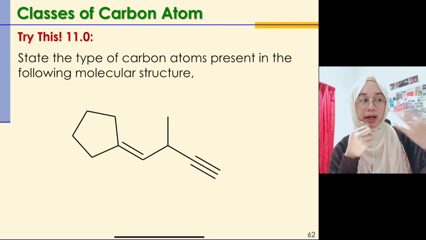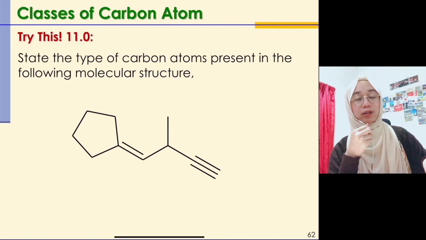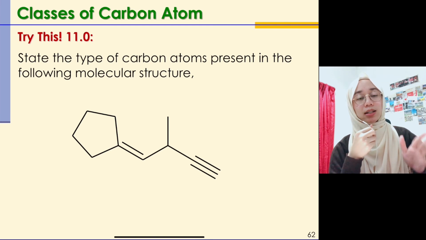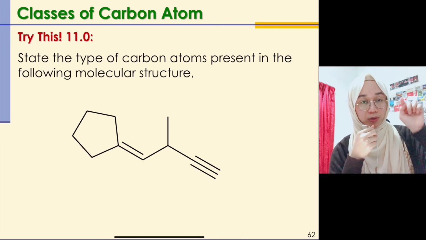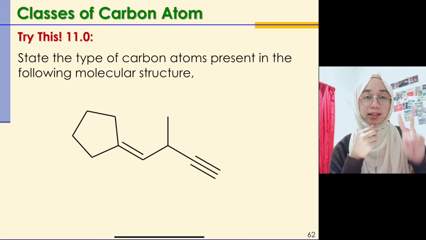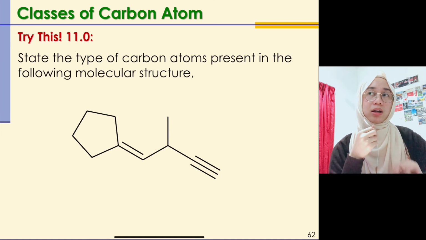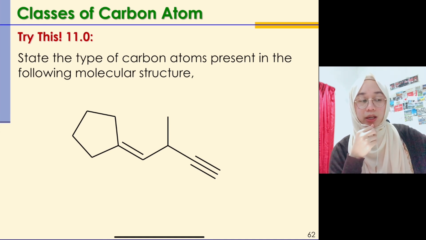Whereas kita punya classification for hydrogen pula, hydrogen punya class, it depends on the carbon punya class. Kalau hydrogen tersebut attach dengan secondary carbon, bermaksud class of hydrogen tersebut adalah secondary juga. I think that's all. Just keep in your mind that the only carbon that you can classify is saturated carbon only.